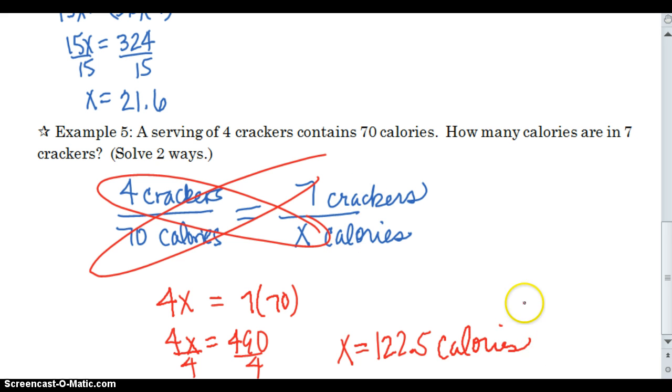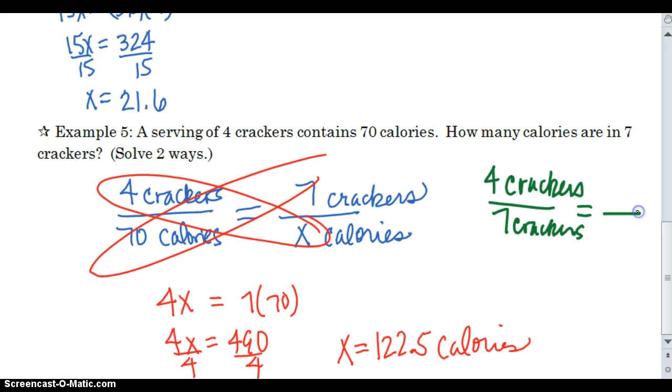Now, if they'd asked us how many calories per 1 cracker, we would have to then simplify. But that wasn't the question. It says how many calories are in 7 crackers. There are actually 2 ways to solve this. That's one way. Let me show you the other option. You could do crackers over crackers. 4 crackers are to 7 crackers. Instead of doing crackers to calories, we could compare crackers to crackers and then calories to calories. So see, 4 goes with 70, so 4 is on top, 70 goes on top. When you cross multiply, you still end up with 4X equals 490, and X will still be 122.5 calories.